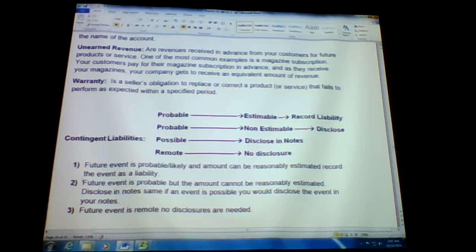The 3 steps of making a decision on contingent liabilities. Future event is probable, likely, and amount can be reasonably estimated: record the event as a liability. The future event is probable, but the amount cannot be reasonably estimated: disclose it in the notes. Same as if an event is possible, you would disclose the event in your notes. You would not book a liability on it, but you would disclose it in your notes. Future event is remote: no disclosures are needed.